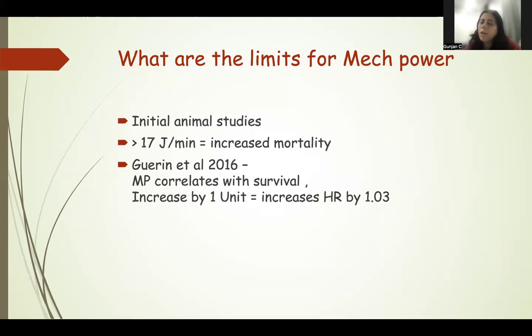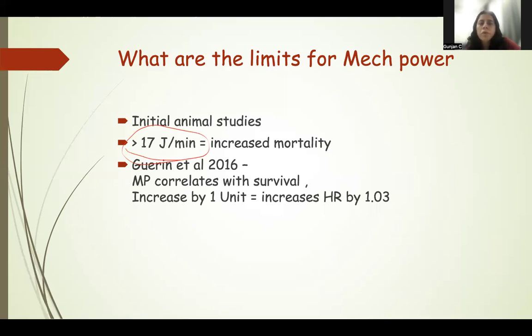So the number which came for ARDS lungs was 17. In pigs, actually, the initial number that came was 12. But when human studies were done, the number for an ARDS lung was that you try to keep your mechanical power less than 17 joules per minute, because if you cross this number, it increases mortality.